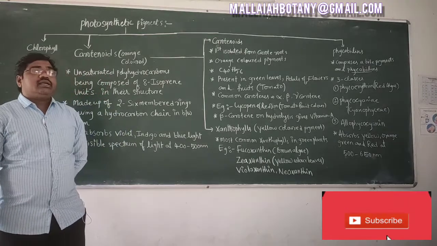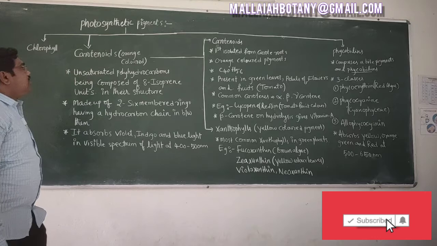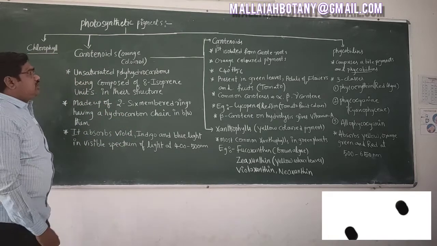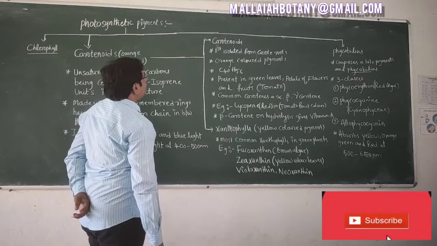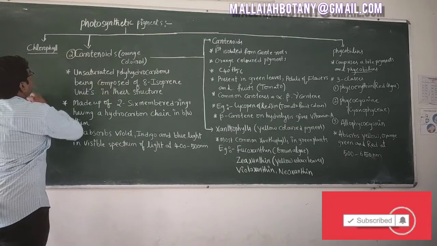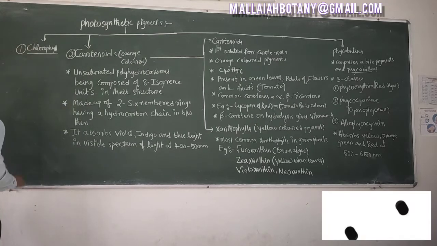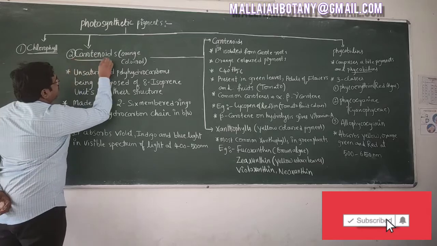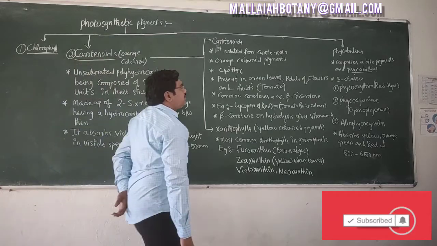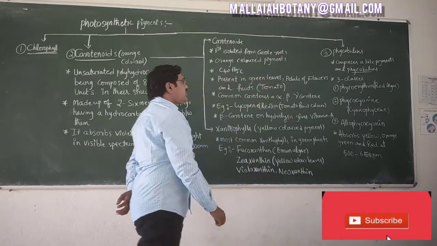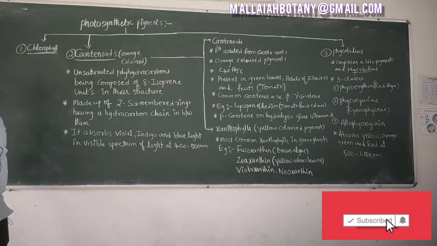Generally, the photosynthetic pigments are of three types. The first pigment is chlorophyll. The second pigment is carotenoids, and the third pigment is the phycobilins. So these three types of pigments are present in higher plants.